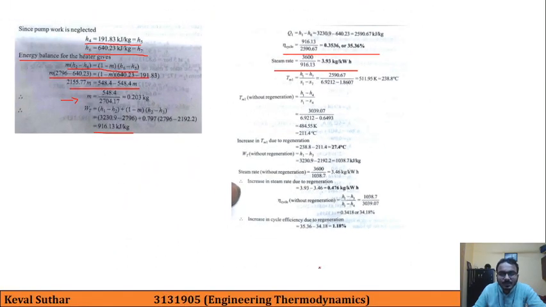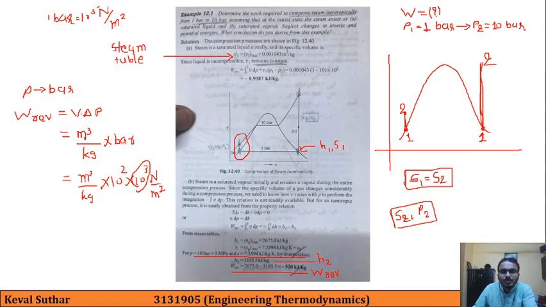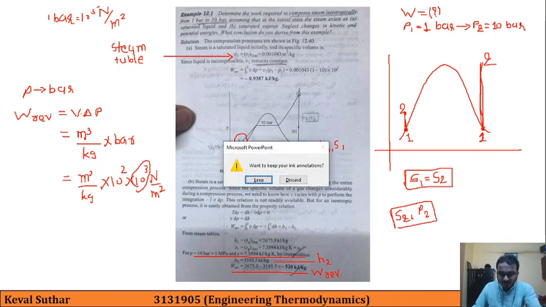Even though it looks very insignificant, about 1%, this can make huge differences in terms of cost and other aspects. So this is the end of today's extra lecture on numericals on vapor power cycles.